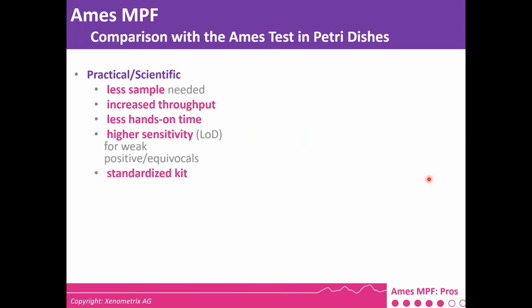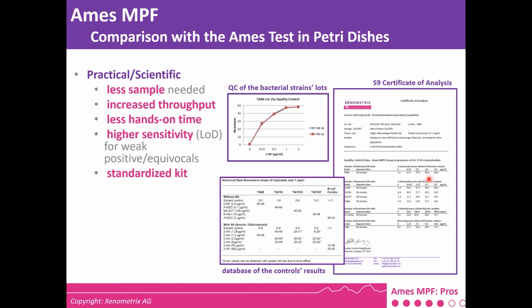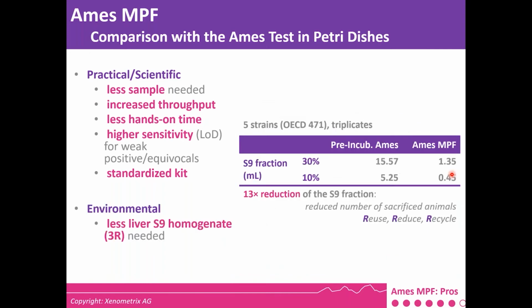Finally, the kit is standardized, which means that everything is performed with bacteria, strains, and substances that are certified to have passed the quality control. Importantly, there are also environmental advantages. So you have to use less liver S9 homogenate. This, in the context of the 3 Rs, reuse, reduce, and recycle, means that you will have to sacrifice 13 times less animals compared to the Ames test in petri dishes.